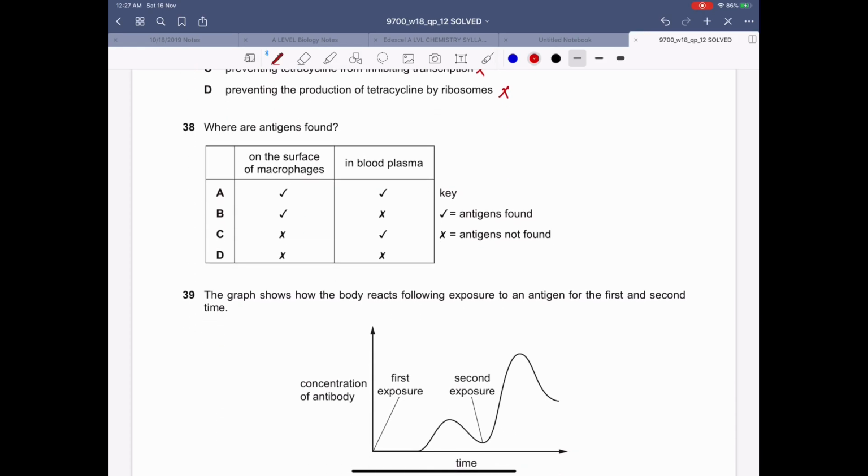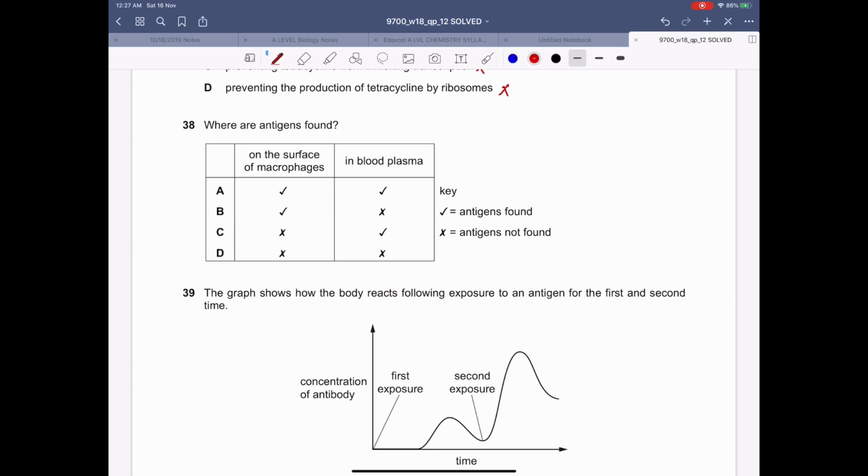Next, 38. Where are antigens found? On the surface of macrophages, yes, when they're acting as APCs. In blood plasma. Antigens are not found in blood plasma, so we can go for option B.